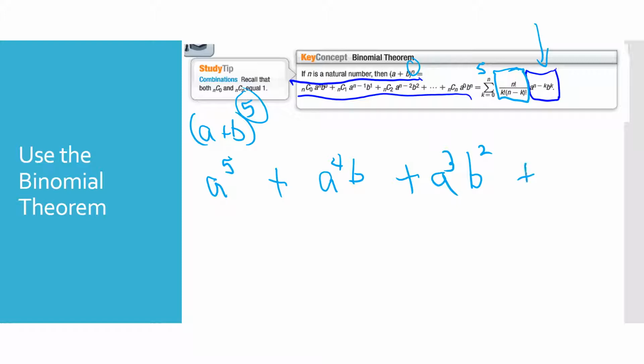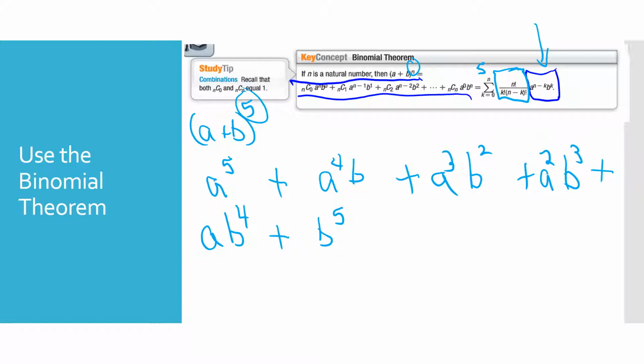All right, my next term. Well, this time k is equal to 3. Well, 5 minus 3 is 2, so a is going to be raised to the 2nd power, a squared, and b is cubed, plus. Well, when k is 4, well, 5 minus 4 is 1, so I've got a, and then b is now raised to the 4th power, and then plus. When k is 5, well, I got 5 minus 5 is 0. Well, anything raised to the 0 power is just 1, so I'm just not going to write it, and then I'm left with b to the 5th power.